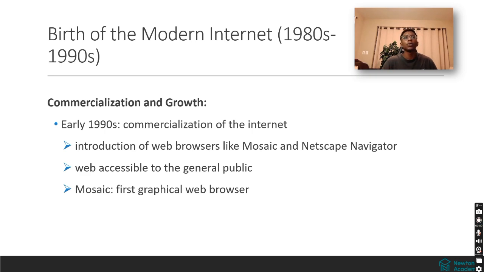Then we continue on with the birth of the modern internet. In the early 1990s, we see the commercialization and growth of the internet as widespread use becomes more common in the general public. We see the introduction of web browsers such as Mosaic and Netscape Navigator, and Mosaic is important because it was the world's first graphical web browser, which means that pictures were included along with text in order to make the internet more intuitive.